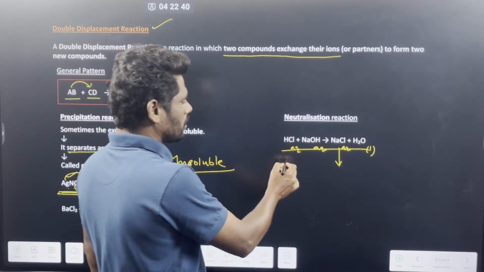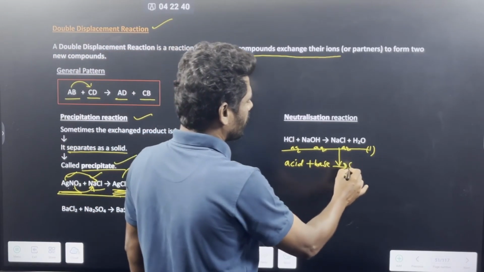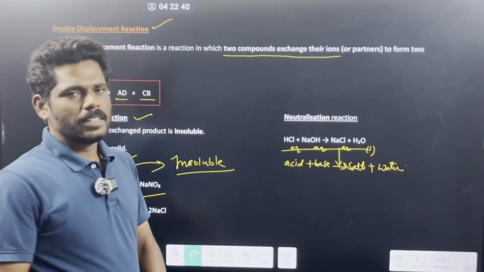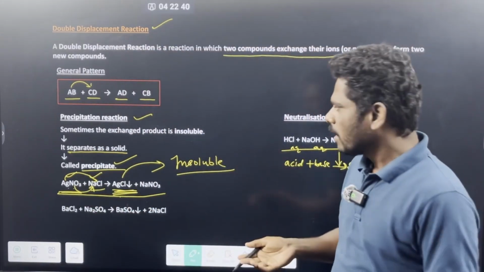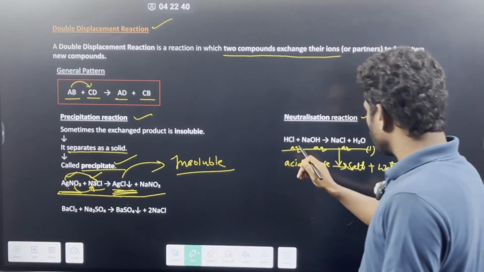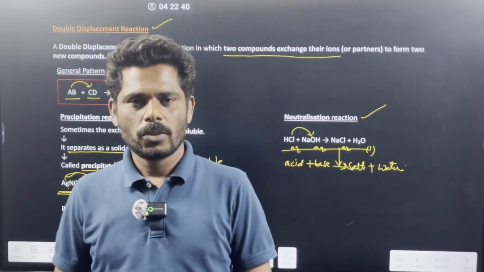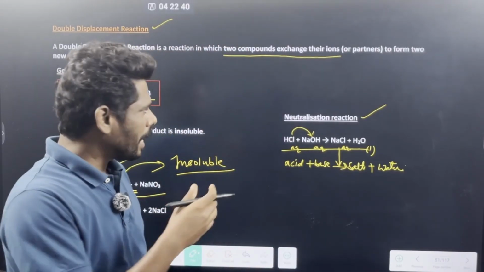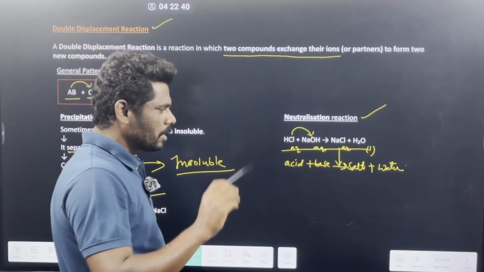But since the reactants participating here are an acid and a base, acid is reacting with base to form salt and water, that's why you can call this reaction a neutralization reaction, which is a kind of double displacement reaction. So double displacement reaction has two types, as we said: precipitation reactions and neutralization reactions. Very important, keep in mind.